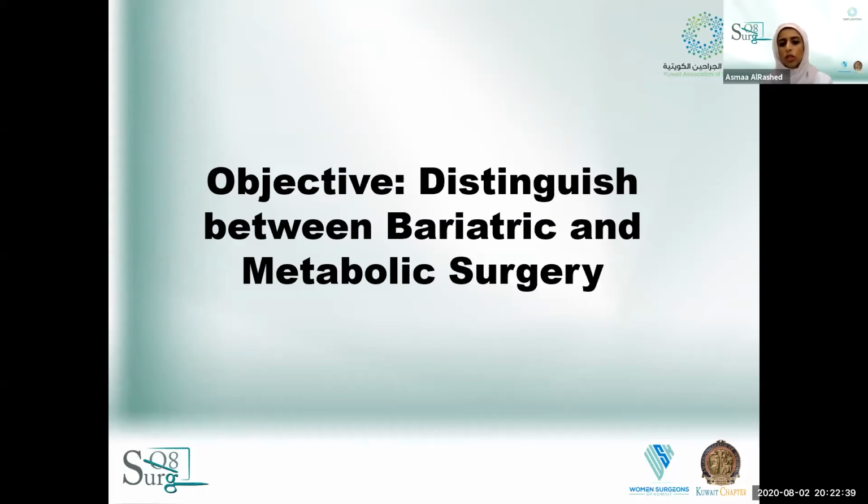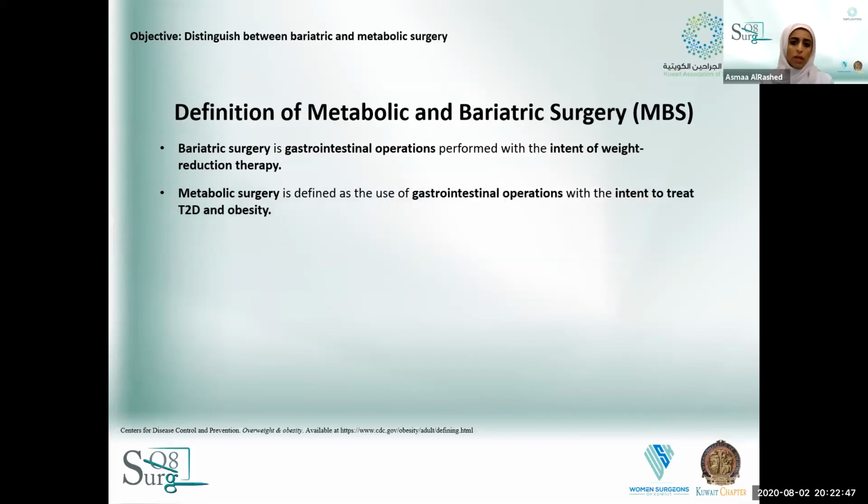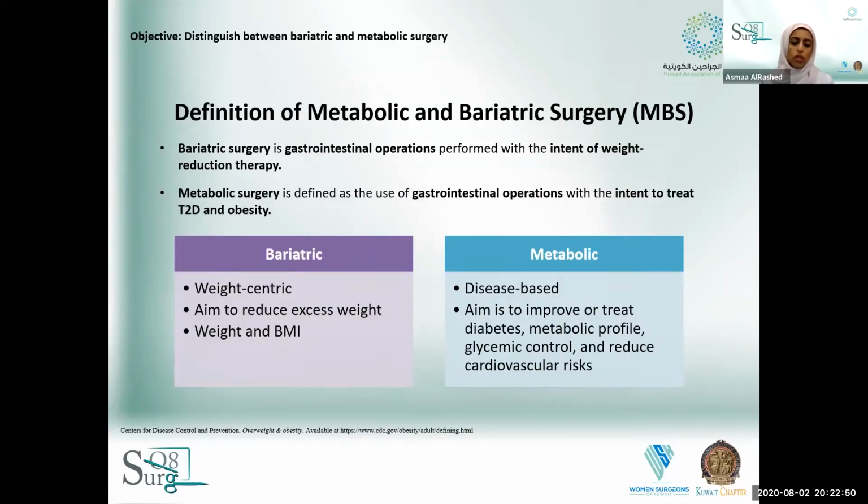So let's move on just a little bit and talk about the difference between bariatric and metabolic surgery. We know that a lot of people use the terms interchangeably, but as a matter of fact, there are differences. Initially, bariatric surgery, as it started, is a surgery done on the GI tract, and the intent of that surgery is to lose or reduce weight, as a part of the therapy. Metabolic surgery, on the other hand, is mostly intended to treat diabetes as well as obesity-related problems. So metabolic surgery is more disease-based and disease-oriented.